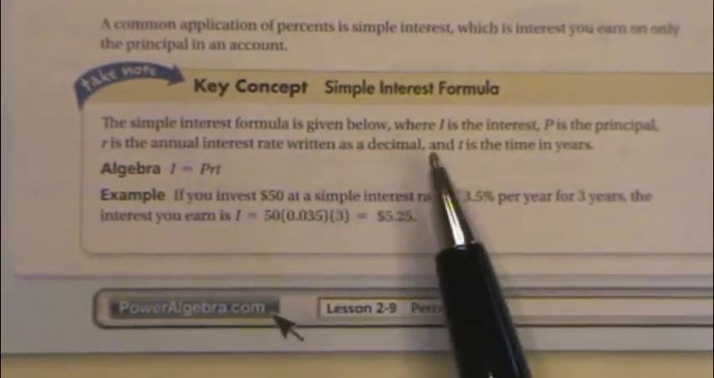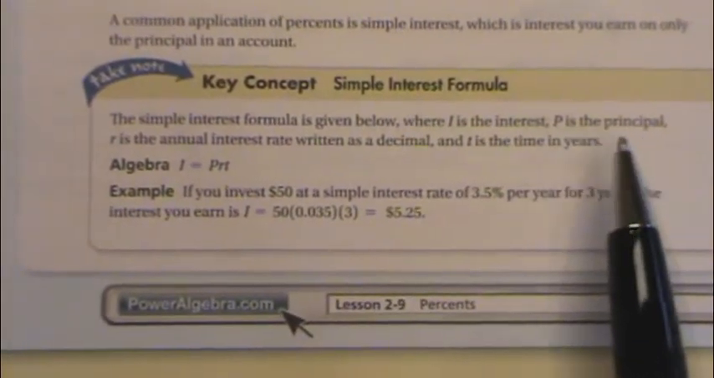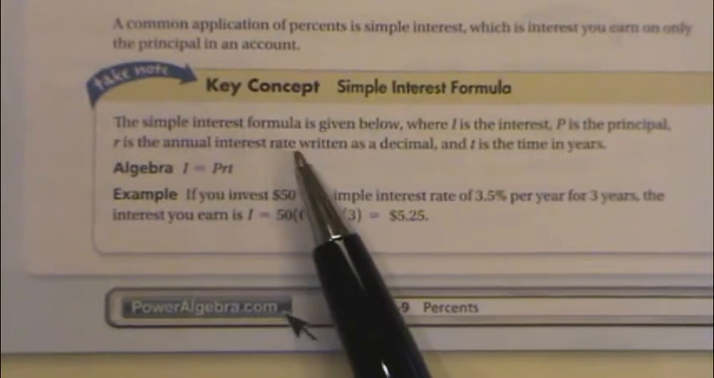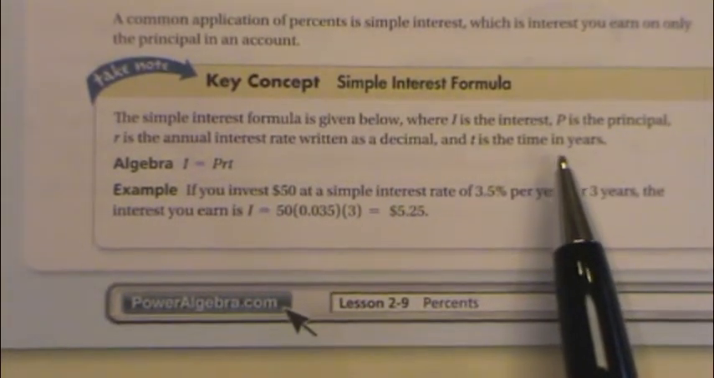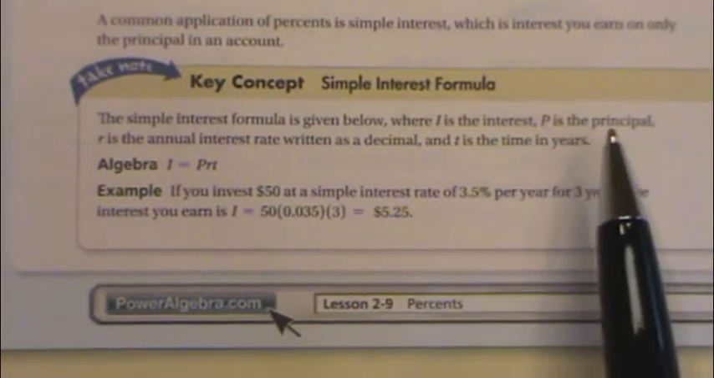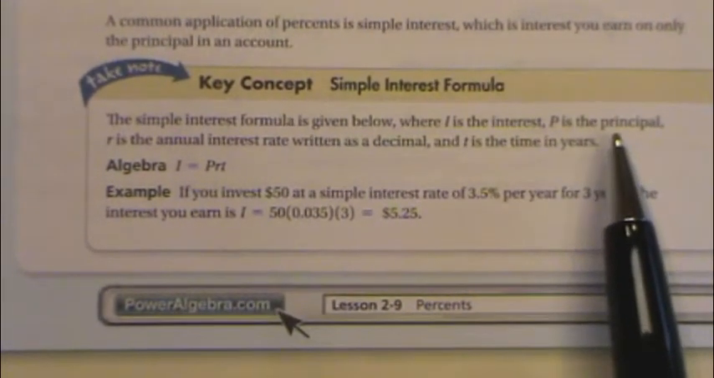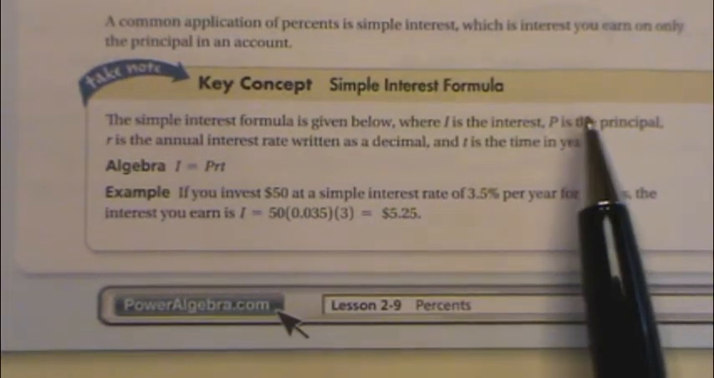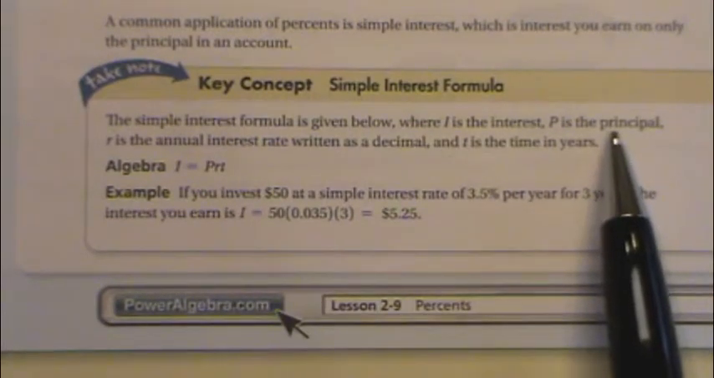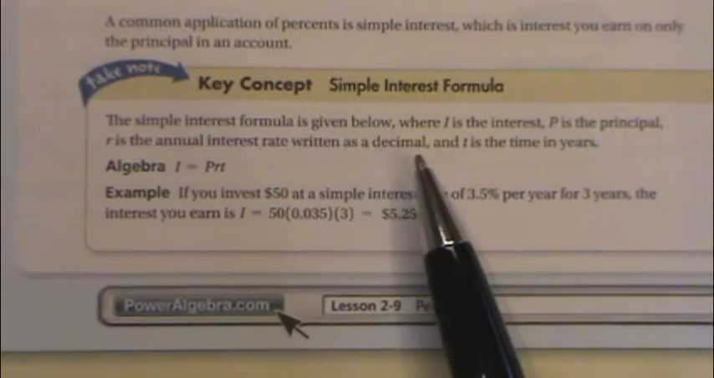And what do those letters stand for? I is your interest, P is the principal, R is the annual interest rate, written as a decimal, and T is the time in years. What the heck does that mean? That means that if you take out a loan for $25, that's your principal. And if the bank charges you 10%, that is your rate.